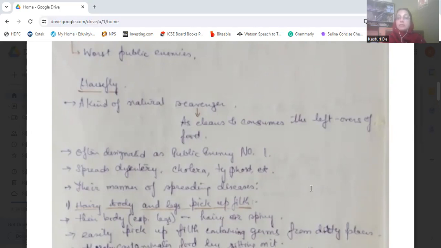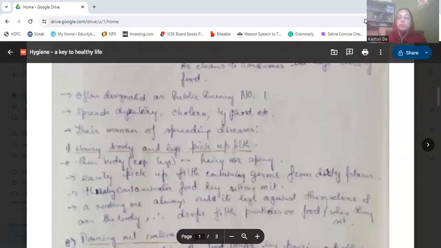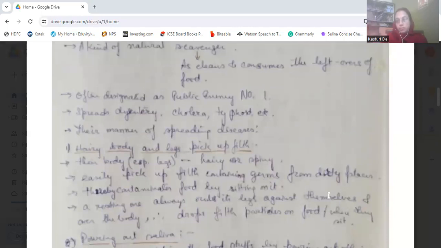They are often designated as public enemy number one because they carry diseases. They spread dysentery, cholera, typhoid, etc. Their manner of spreading diseases is this: they have hair on their body, even on the legs. When they sit on leftovers where the food is spoiled or the germs are there, the germs and the food stick to their body and their legs, from the filth.